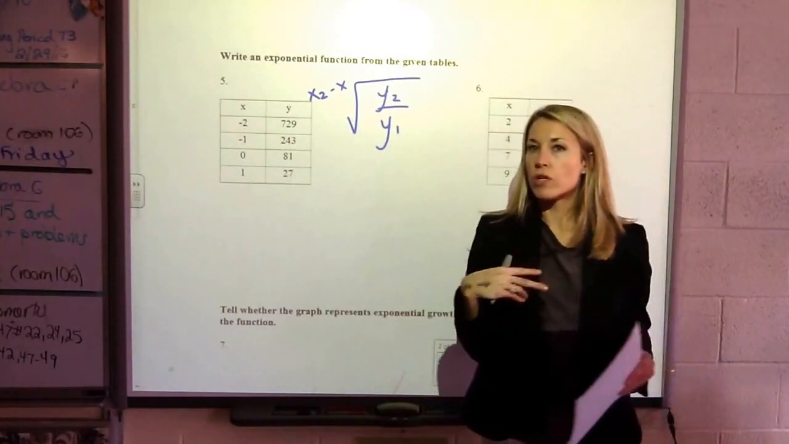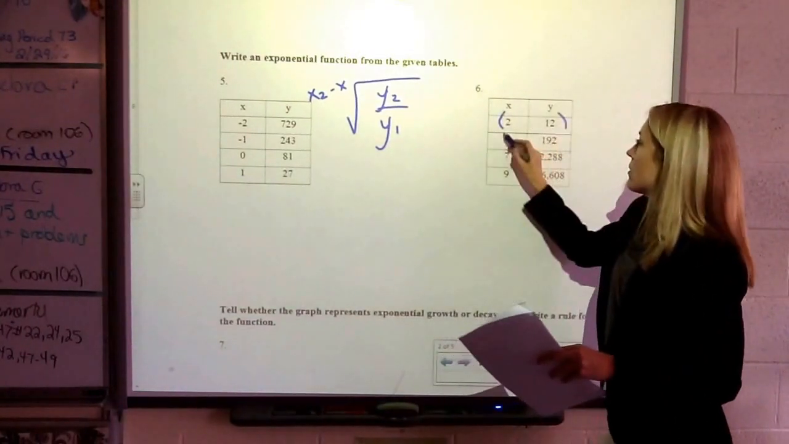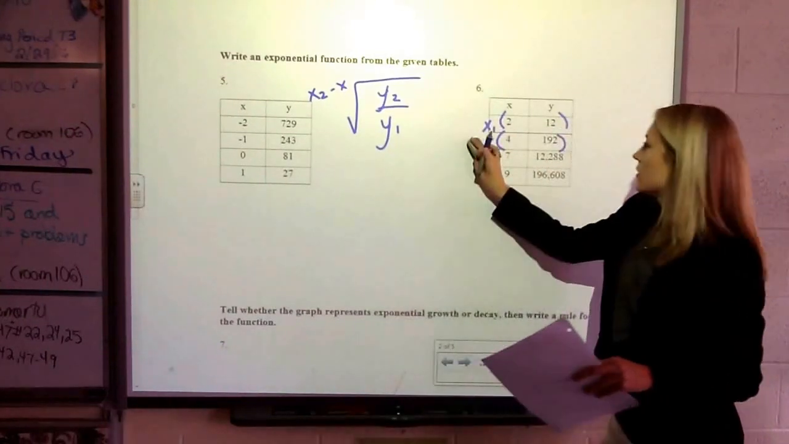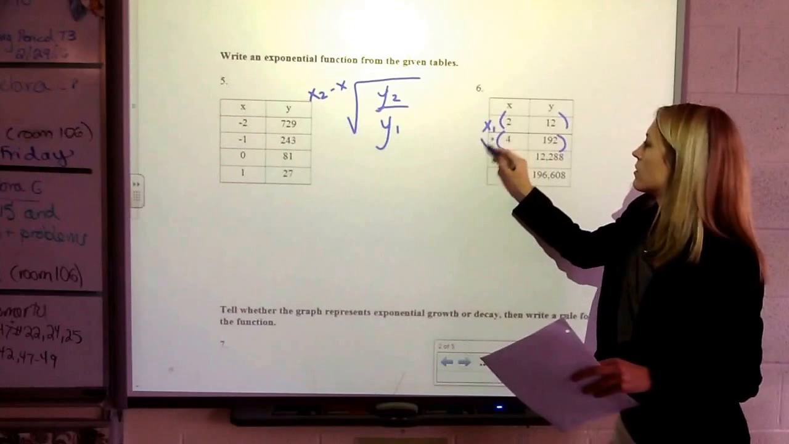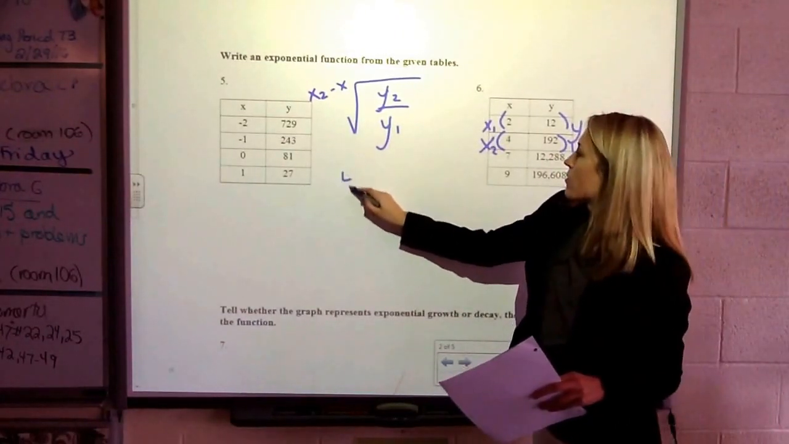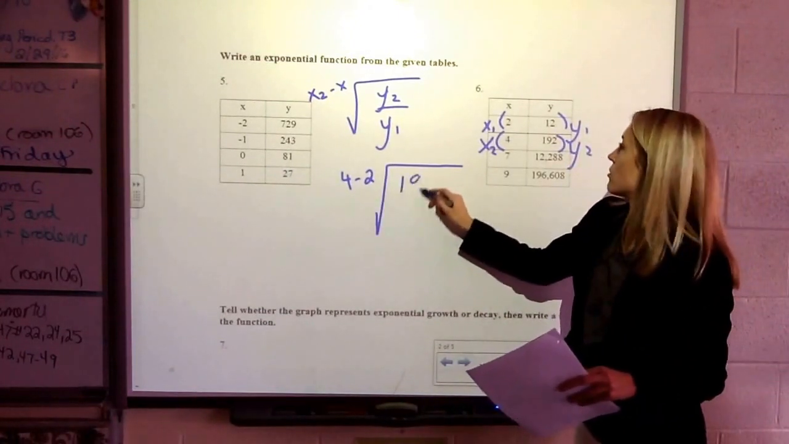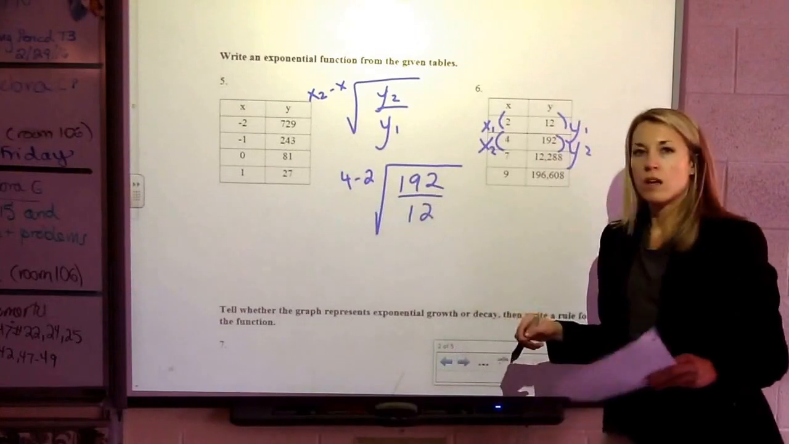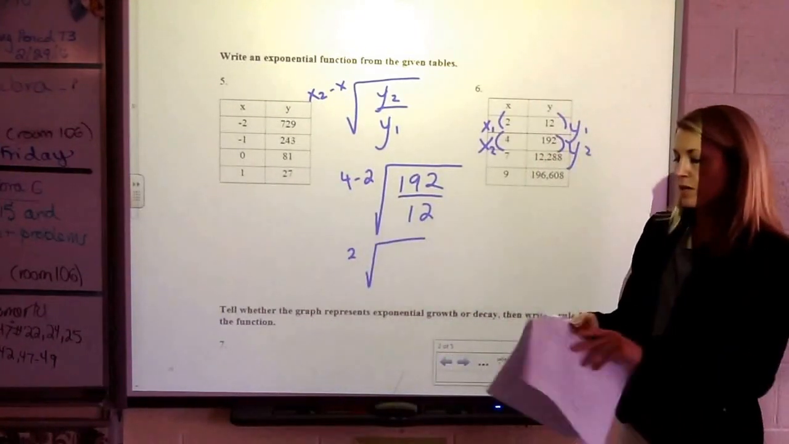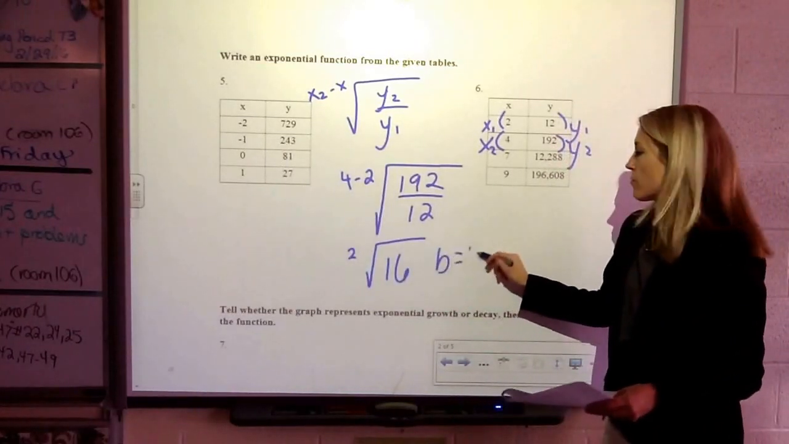So you pick 2 of the coordinates on the table, label them, make sure x1 is your smallest. So this is going to be my x1, this is x2, y1, y2, and you just plug it in. So it's going to be 4 minus 2 is the index of a radical, 192 divided by 12. Simplify, this is 2. 192 divided by 12 is 16. The square root of 16 is 4, so b is 4.